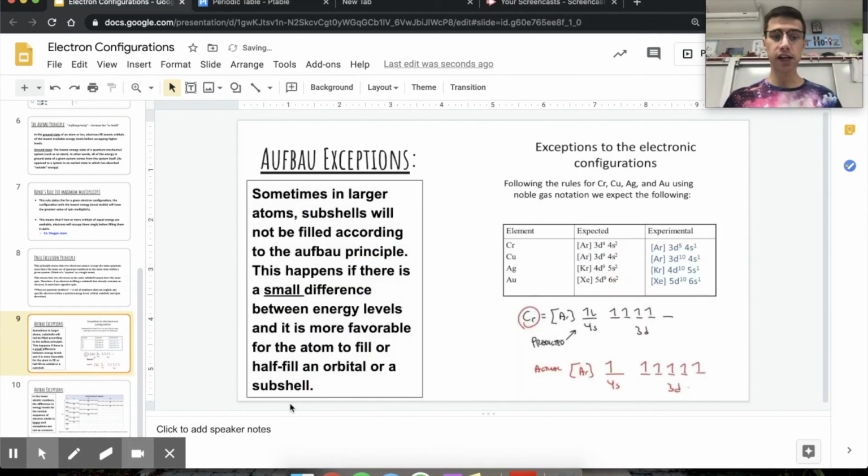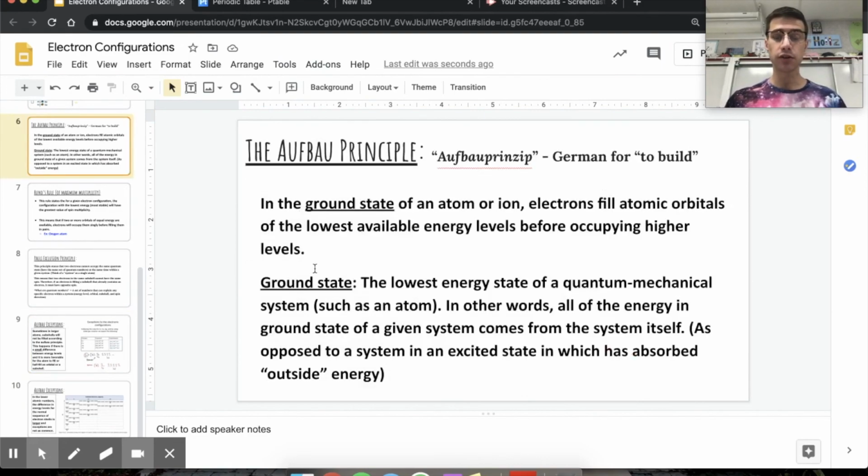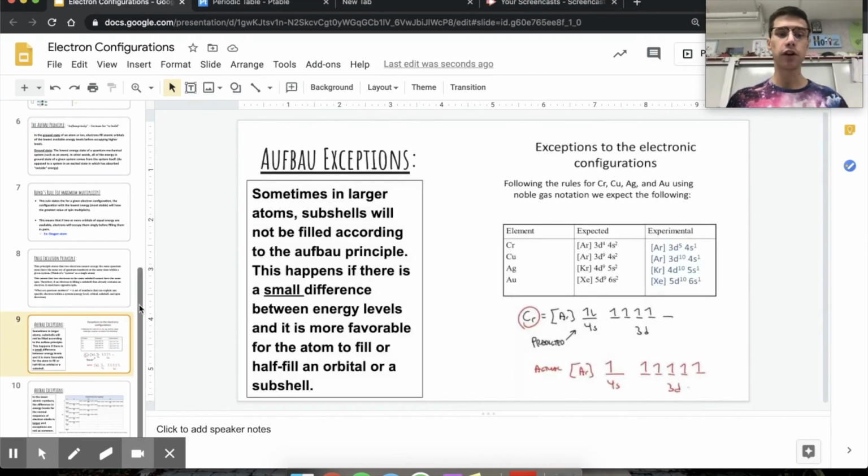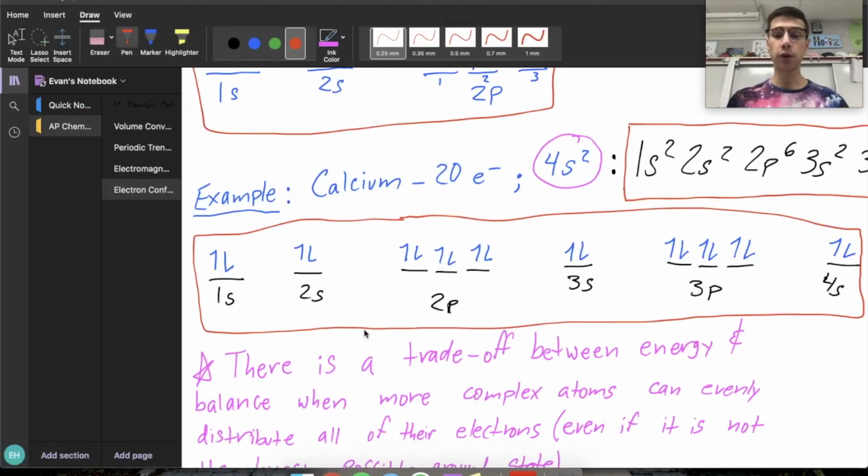So one last thing I want to mention before we go through a bunch of practice problems and we start talking about this in class is that there are some exceptions to the Aufbau principle, okay? The Aufbau principle says that we fill based on the ground state and then we go after that, which makes it really simple. However, based on experimental observations, we find that this is not always the case. Now, it's not going to happen very frequently.